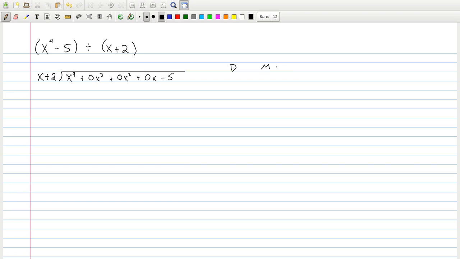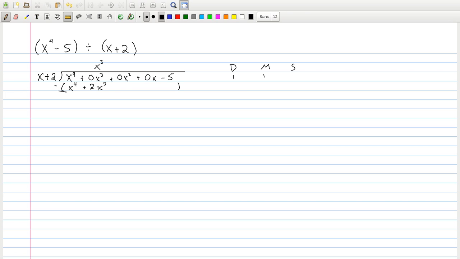Remember, this includes 3 steps: divide, multiply, and subtract. First, we divide the leading term by the leading term. So x to the fourth divided by x is x cubed. That takes care of the division step. Next, we multiply. X cubed times x plus 2 will give us x to the fourth plus 2x cubed. That handles the multiplication step. And next, we subtract.